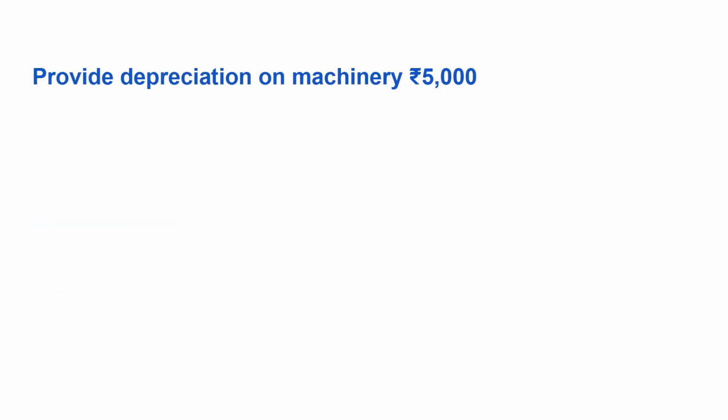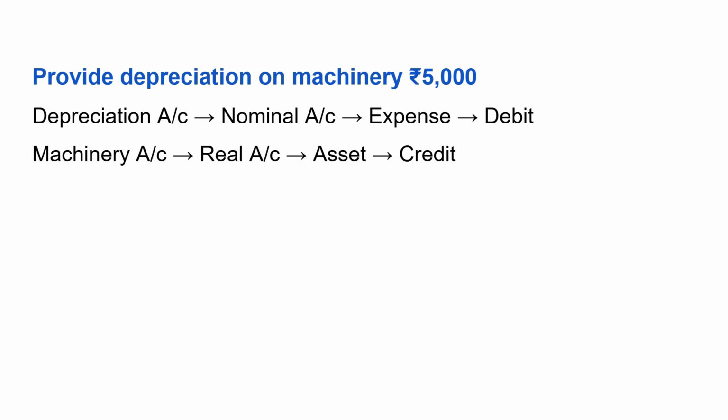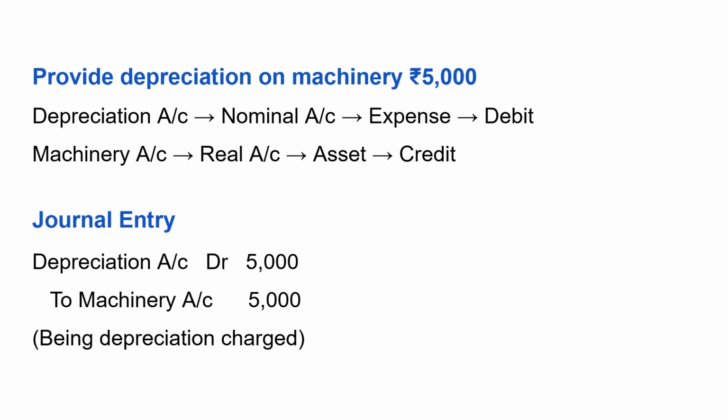Provide depreciation on machinery 5000 rupees. Here the two accounts affected are depreciation account and machinery account. Depreciation account is a nominal account and it is an expense, so it is debited. And machinery account is a real account and it is an asset, so we credit it. So the journal entry is depreciation account debit 5000 rupees to machinery account 5000 rupees. And the narration is being depreciation charged.